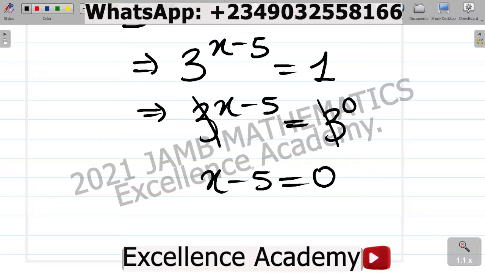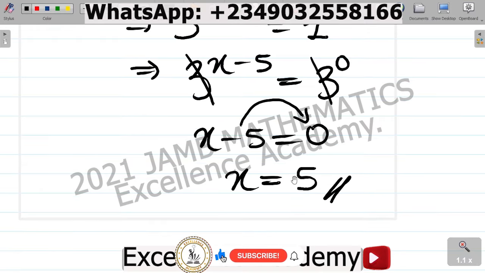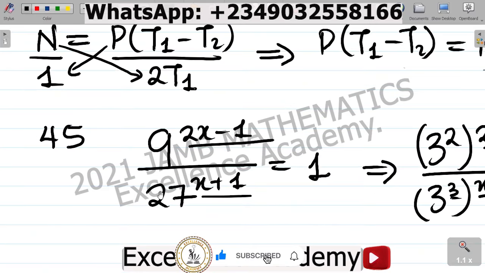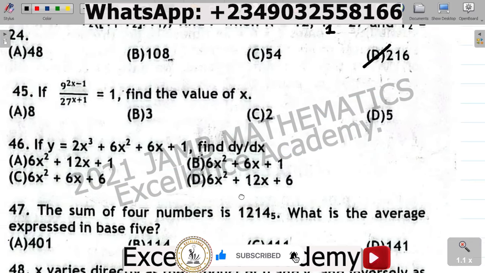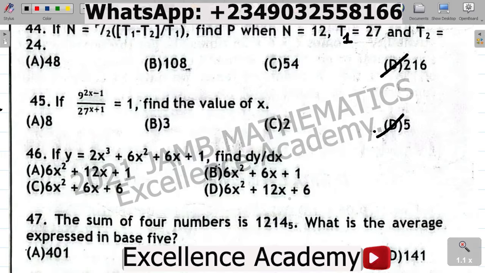How do you get the value of x? Move minus 5 over here. So you have that x is equal to, minus 5 comes over here, becomes plus 5. So you have x as plus 5. So your answer to that question is plus 5. Let's see if we have any option there as plus 5. Yes, we do. That is D. So the correct answer here is D, plus 5.